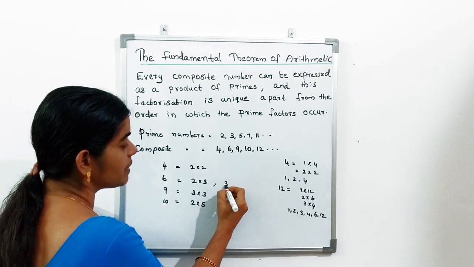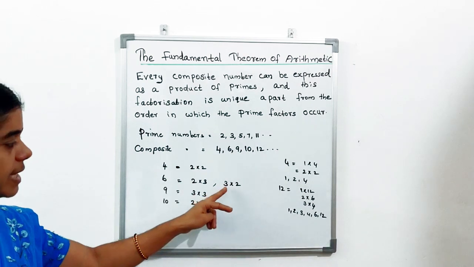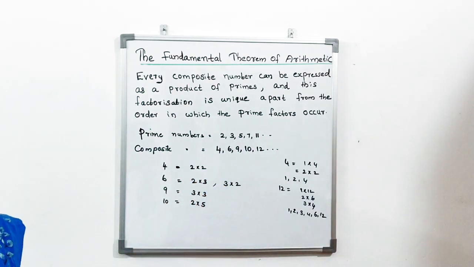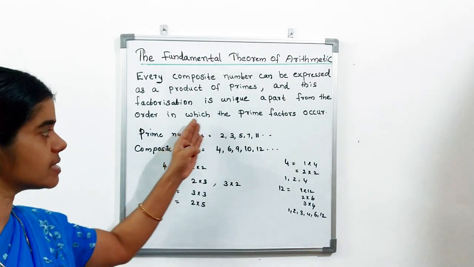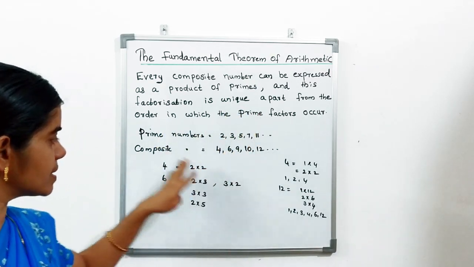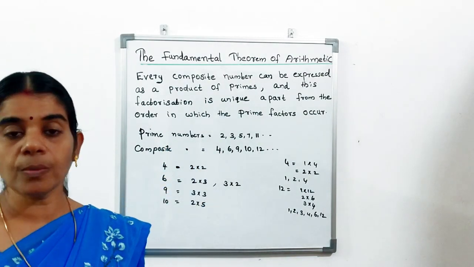If it is possible, we can write 3 into 2. Then the factors of 6 contain here also 3 and 2. Here we have written 2 first, second 3. Therefore, if you are not looking at the order of the numbers, this factorization is unique. The order in which the prime factors occur. These are the prime factors of 4. All these are composite numbers.